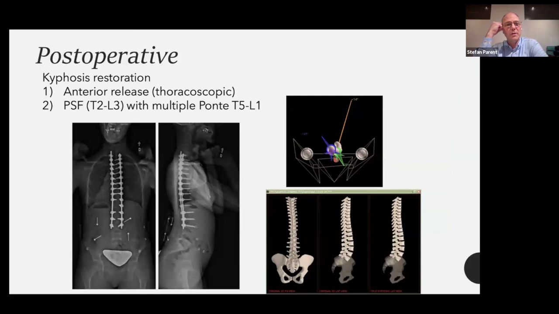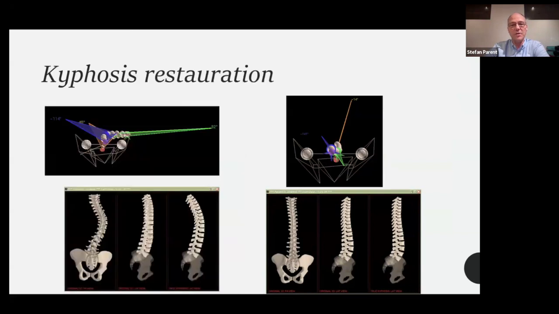So typically this is the type of results we can get. You can see that although we didn't create massive correction of the kyphosis, there's actually kyphosis restoration, where this patient had a thoracic lordosis up to T1 prior to surgery. So you can actually have a good sense that this patient is actually better.